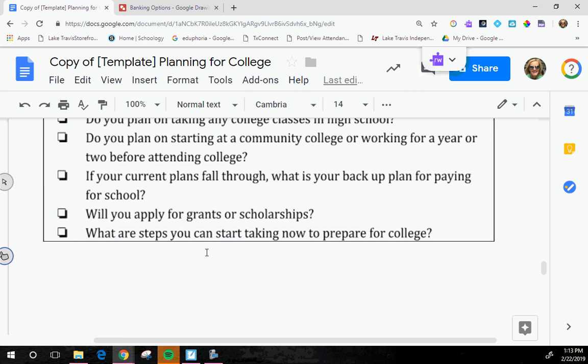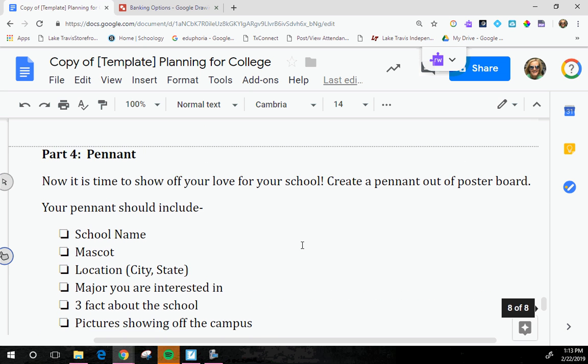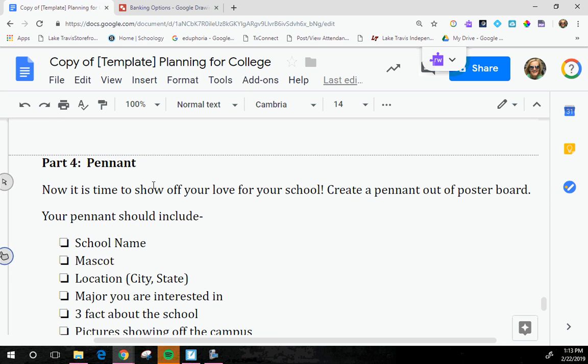You actually write a reflection of the things that you've learned based on what we studied in class, your research that you're doing on your college, and the interview that you have with your parents. And then after that, this is where you type your reflection in this form. And then after that, part 4 is you're going to create a pennant.